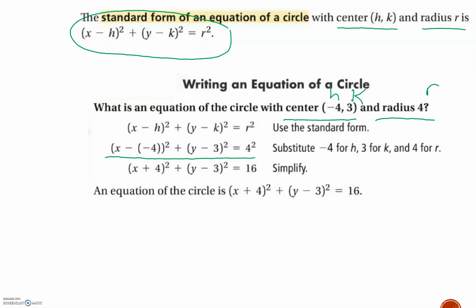Now we're going to go ahead and square that 4, so we'll end up with 16. And in that first parenthesis where we subtract the negative 4, it will become x plus 4, the quantity squared, since when we subtract a negative, it's like adding. So this would be our final answer. X plus 4, the quantity squared, plus y minus 3, the quantity squared, equals 16.